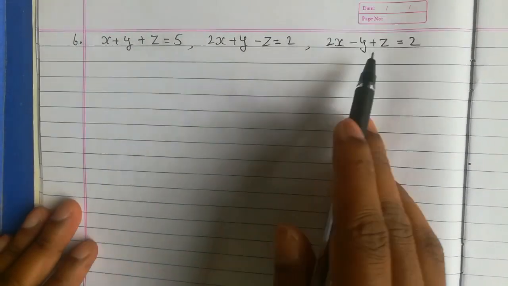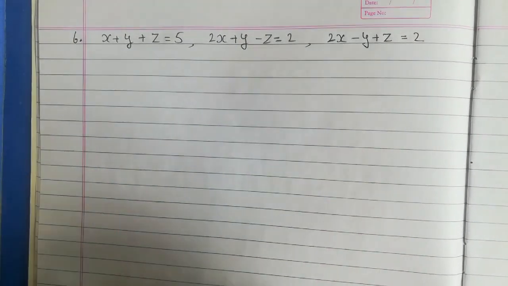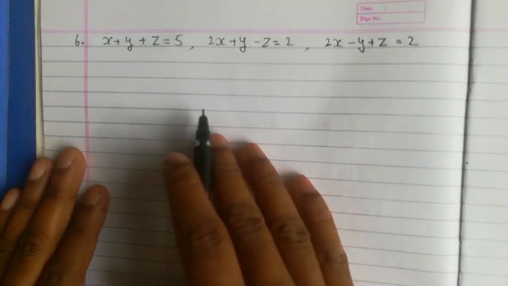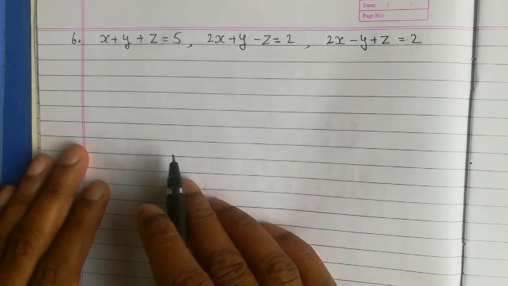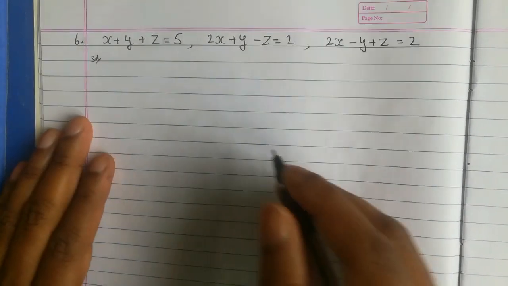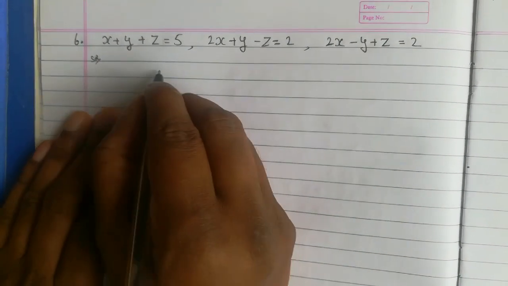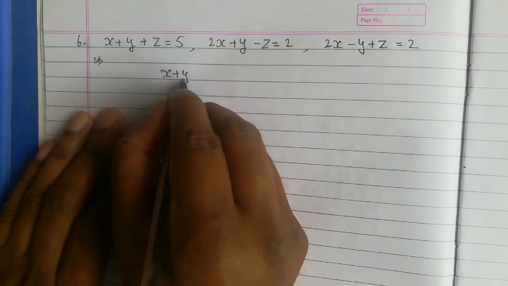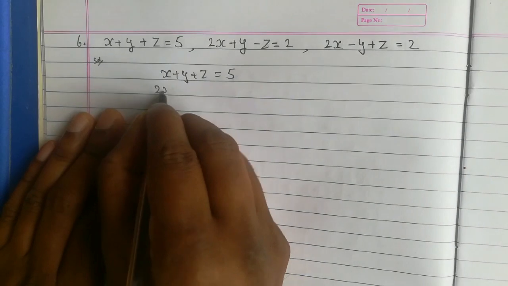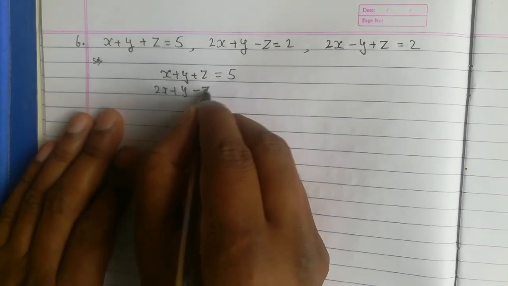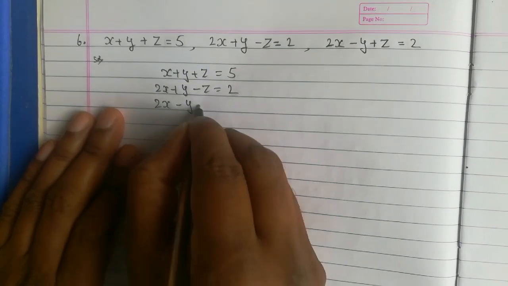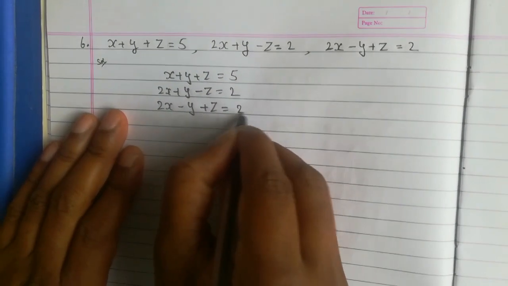Three equations are given. Same as how we did, we will do it. Already we have seen how to find adjoint and all in the previous exercise. Do the same method. Solution. We'll write that equation. x plus y plus z equal to 5. 2x plus y minus z equal to 2. 2x minus y plus z equal to 2.